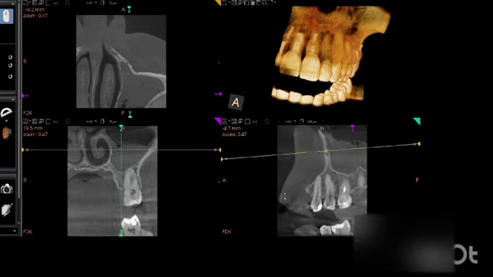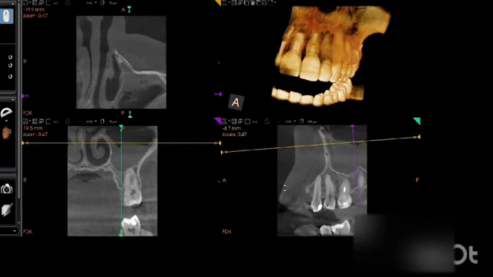So the features which we have seen, that is the air fluid level and these air bubbles, are very characteristic features of acute sinusitis.